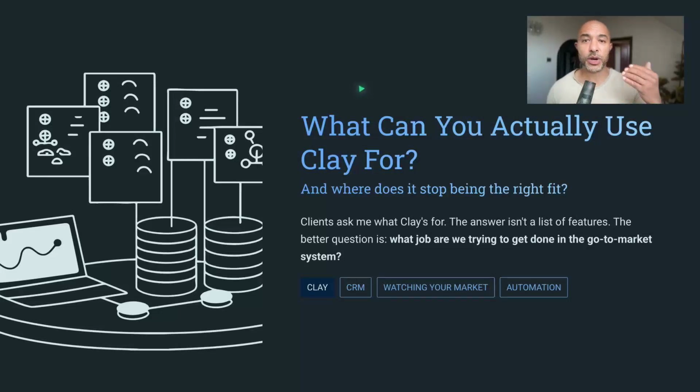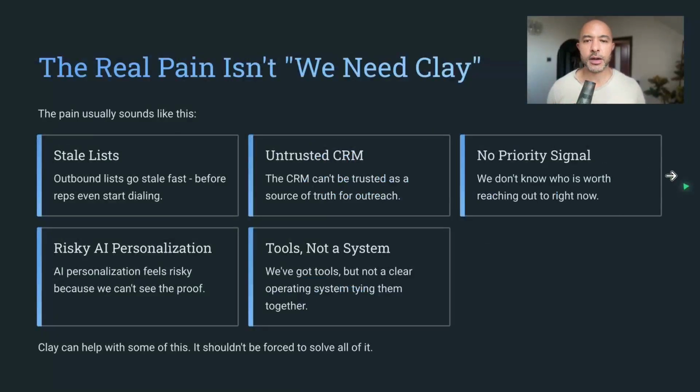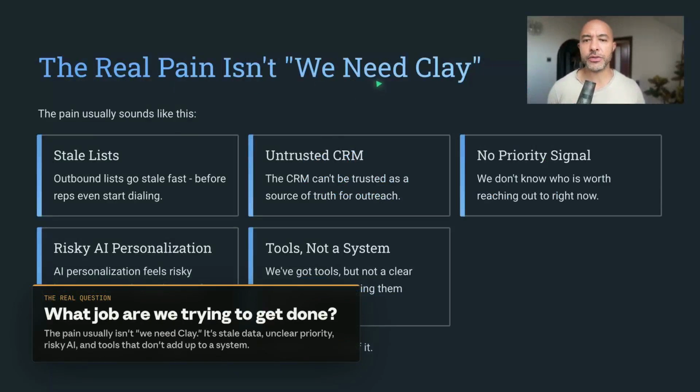So I'm going to outline where it's useful, where other tools are more useful, and how Clay fits in my GTM workflow. So let's get into that. The real pain here isn't that we need Clay. The real thing is that you need to understand where to use it and where it's most useful.